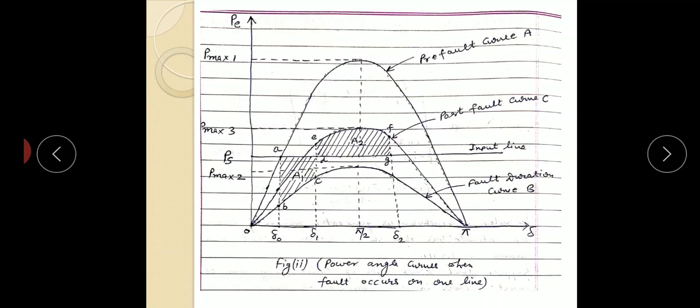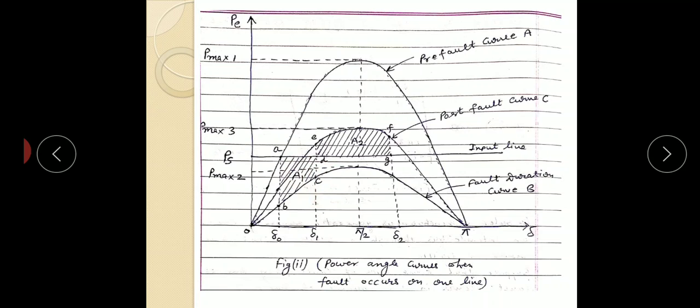When the fault occurs, the transfer reactance is changed and the power output is reduced. The operating point shifts from point A to point B, corresponding to load angle delta 0 on the fault duration curve P. At this point B, the input PS is greater than the electrical output, with the result that the rotor accelerates and the operating point moves to point C.